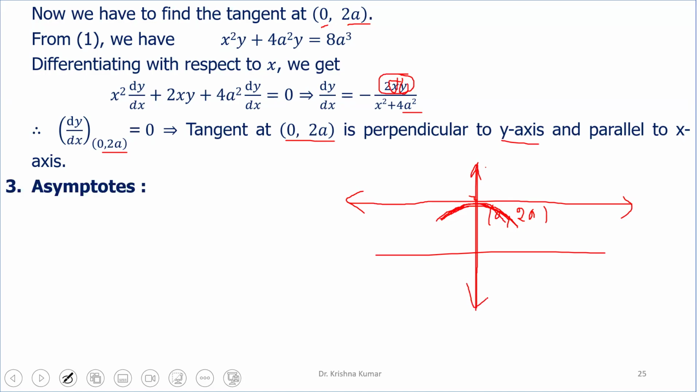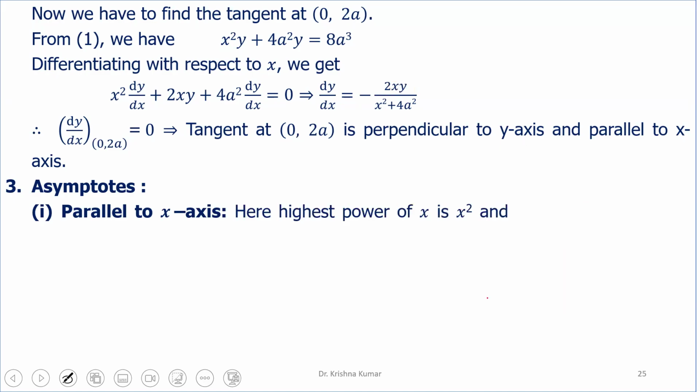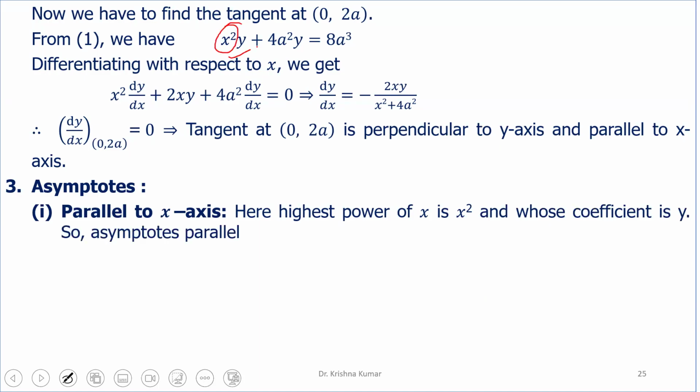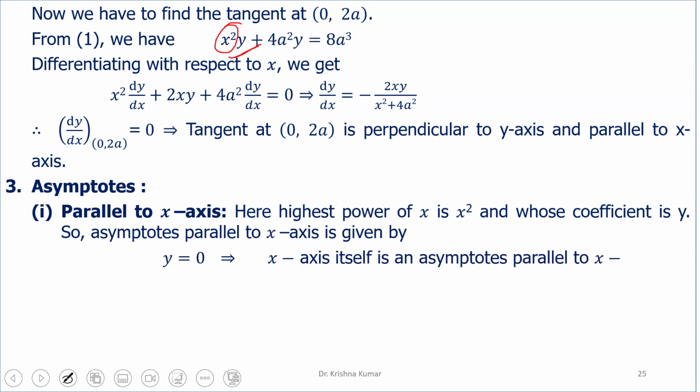Let us try to find out the asymptotes. So first, the asymptotes parallel to the x-axis. What is the highest power of x? It is x square, and its coefficient is y. So equating y equal to 0, we are getting the asymptote parallel to the x-axis, which is nothing but the x-axis itself.